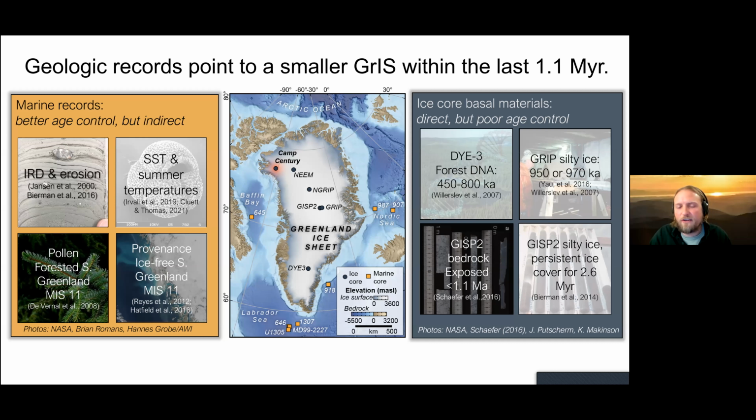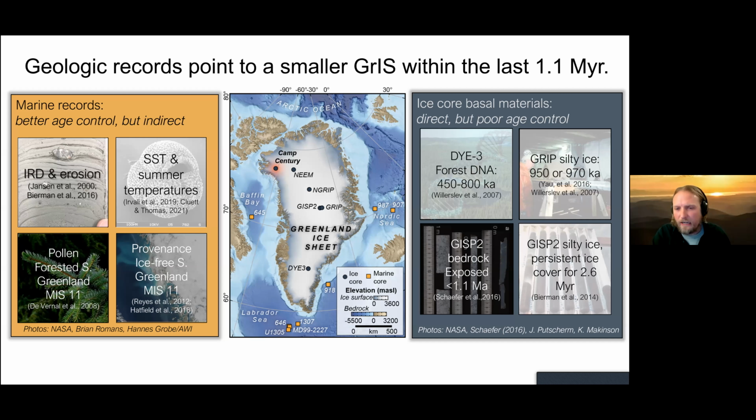But what we see so far from them is that at least in southern Greenland at Dye 3, the discovery of boreal forest DNA, ancient DNA, suggests that that part of Greenland had boreal forest on it at some point between 450 to 800,000 years ago. In the interior of Greenland near the ice sheet summit, the GRIP ice core has basal ice age constraints of 950 or 970,000 years, suggesting that that part of Greenland has been ice covered since that time.